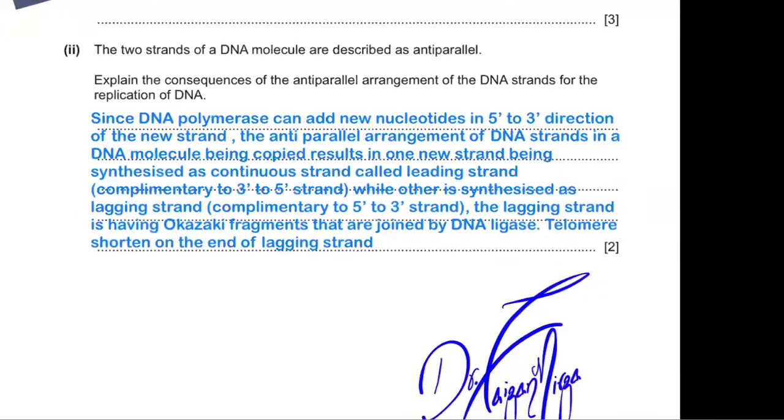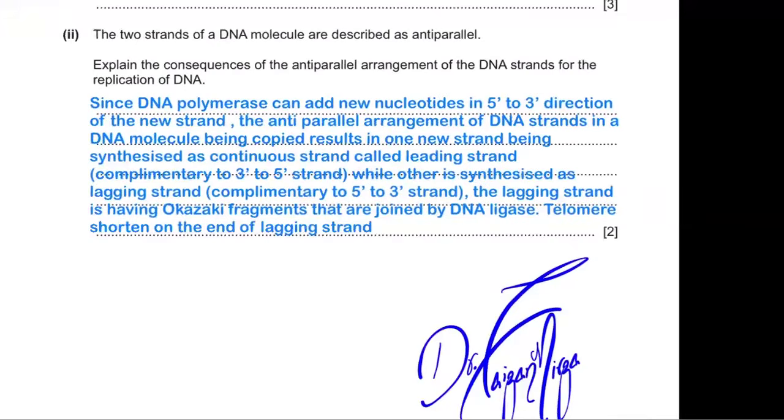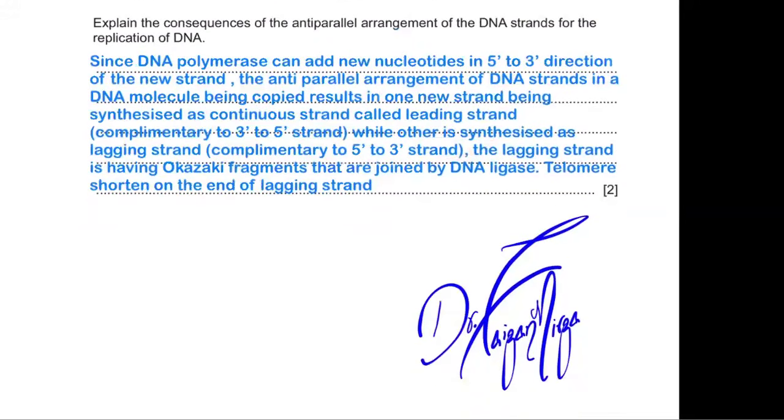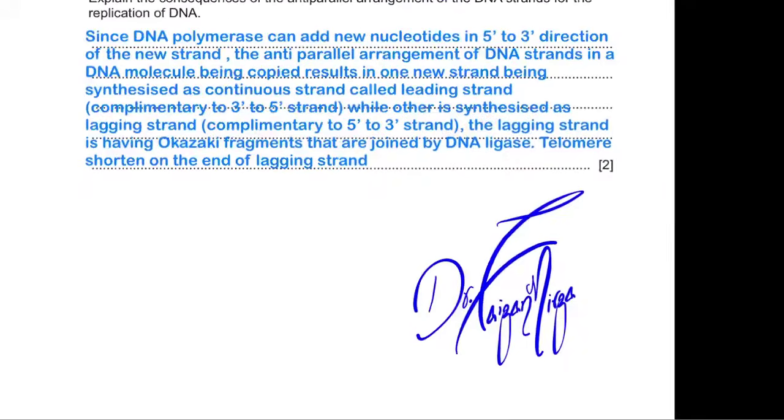They are saying the two strands of a DNA molecule are described as anti-parallel. Explain the consequences of having an anti-parallel arrangement. The consequence is that one strand continues as leading, the other goes lagging. Since DNA polymerase can only add nucleotides to the 3' end of the new strand, the anti-parallel arrangement of the DNA strands in the DNA molecule being copied results in a new strand being synthesized continuously, called the leading strand, which is complementary to the 3' to 5' strand, whereas the lagging strand is complementary to the 5' to 3' strand. The lagging strand has Okazaki fragments, which are later joined by DNA ligase. The telomere shortens on each end of the lagging strand.